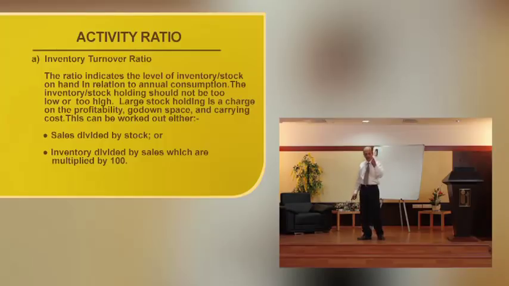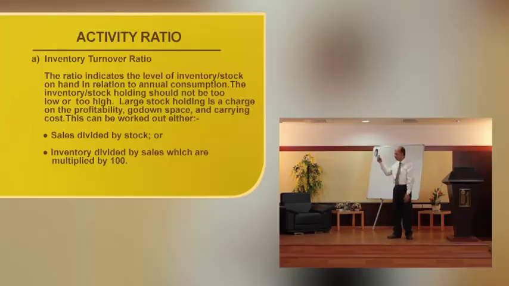Storage space problems may arise, and there is the carrying cost for transportation, for bringing it here. All this is ultimately a hit to its profitability. So this ratio we normally analyze on these angles. How can it be computed? There are two ways: sales divided by stock, or inventory divided by sales multiplied by 100, which gives a ratio. Then what inference or analysis can be drawn by using these formulas?